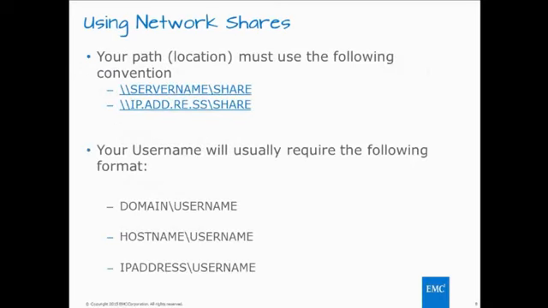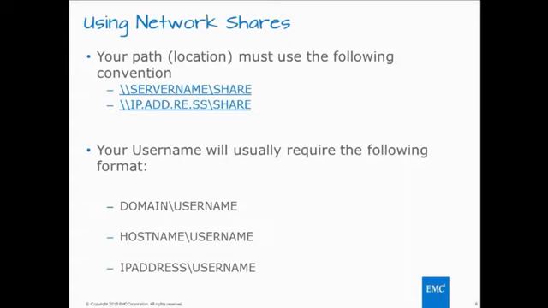So in terms of the location or the path, you must use the following convention. As you see there on your screen, it's the usual: // whatever you've named the server or the network share /share. Or you can go along the lines of // and input the IP address of the network share, and then / and the name of the share. So as long as it follows that convention, you should be able to add the network share without any issue.